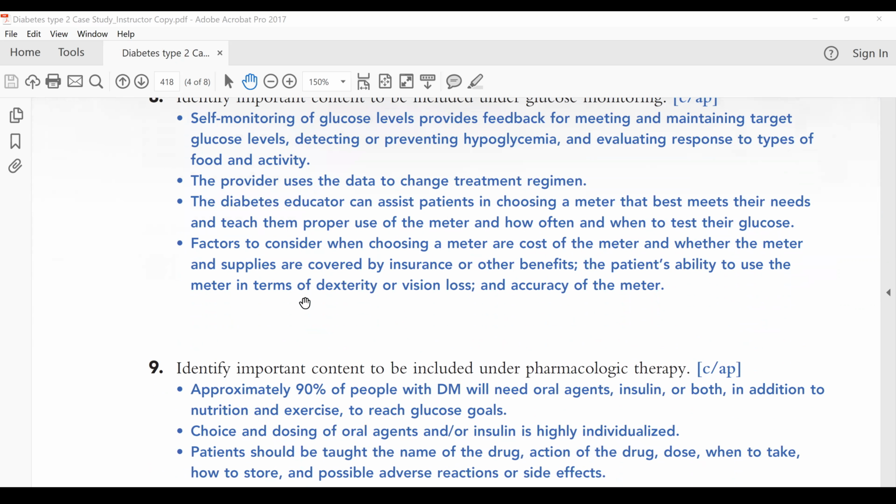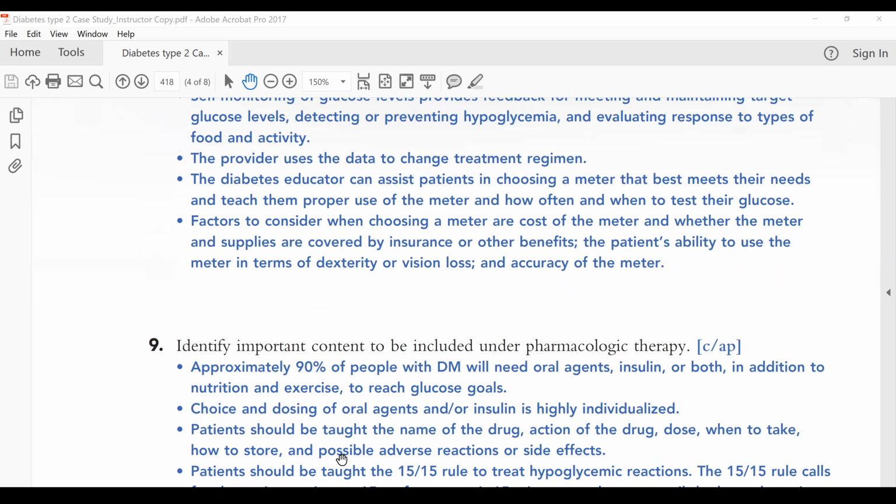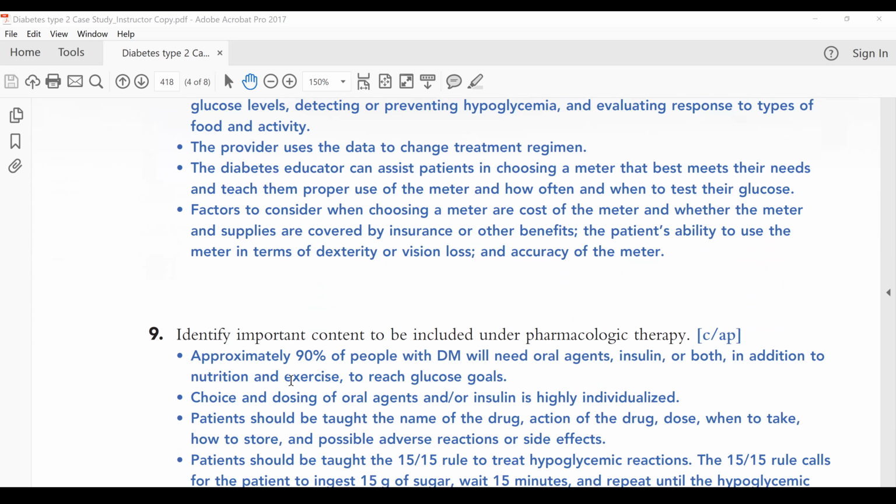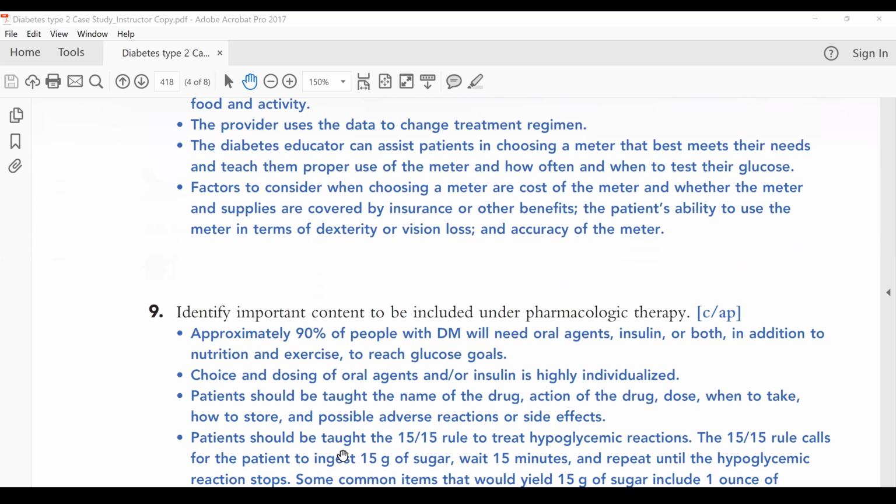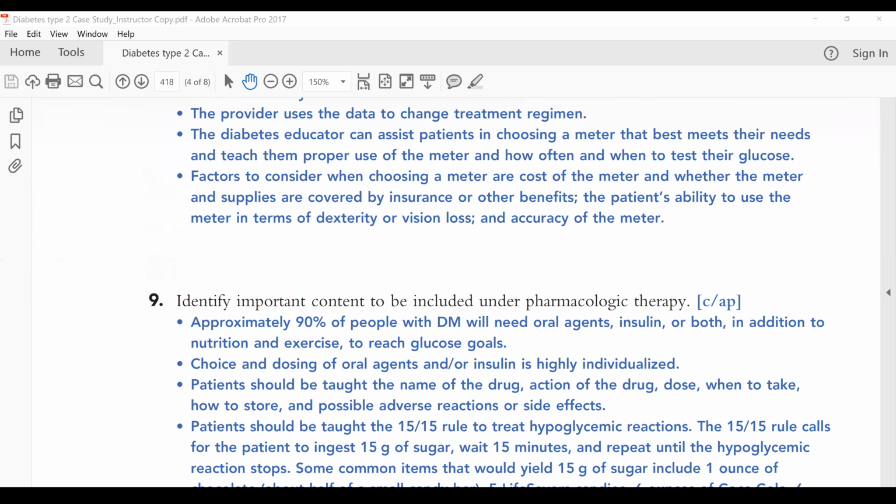90% of the people with diabetes will need oral agents, insulin, or both, in addition to diet and exercise to maintain their blood sugar levels. Choice and dosing of oral agents and/or insulin is highly individualized, so it's not one-size-fits-all. They need to be taught the name of the drug, how it works, the dosage they need to take, when to take it, how to store it, and possible adverse reactions. They need to be taught the 15 by 15 rule to treat hypoglycemia. The patient needs to ingest 15 grams of sugar, wait 15 minutes, then repeat until the hypoglycemia stops.